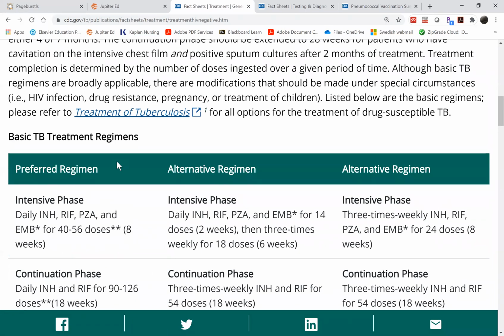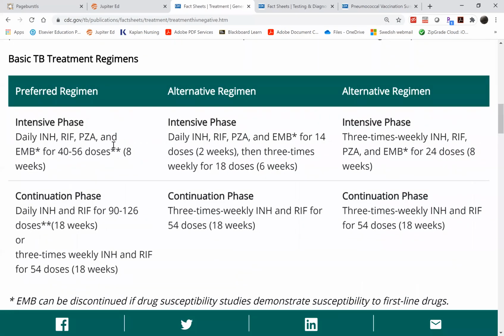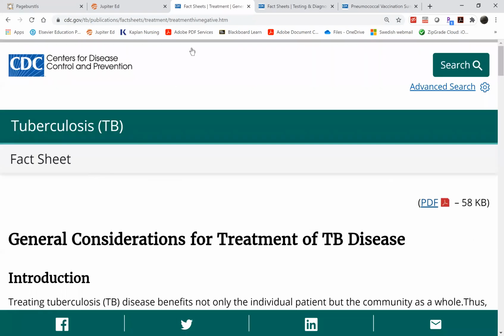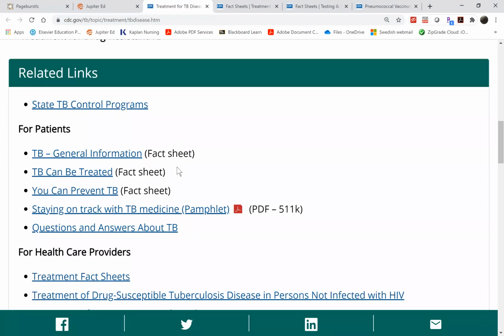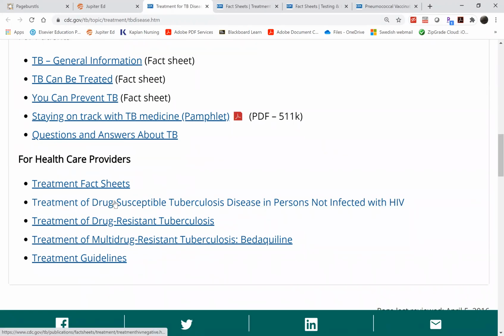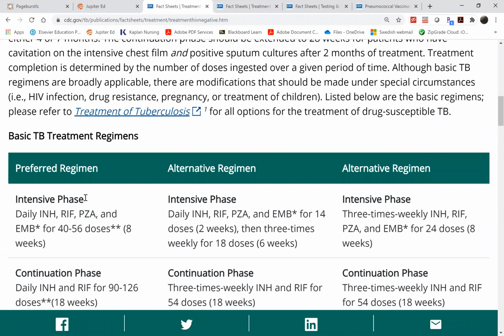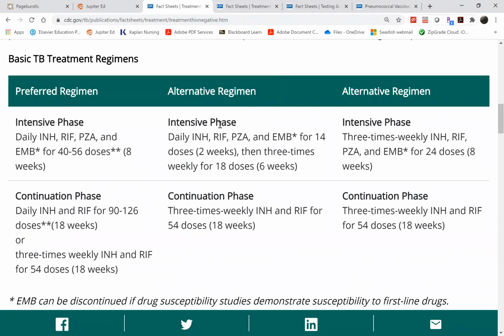Oh, right here. All right, so we're only doing regimen 1. Okay, this one, preferred regimen. Let me go back. So if you go to the website, when you click on this, open this one: treatment of drug susceptible TB disease in persons not infected with HIV. This one right here for healthcare providers, the second link, is just the preferred regimen. You don't have to do the alternative regimens. Just this one. This is the standard.